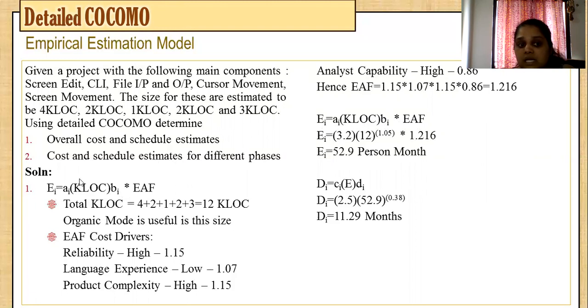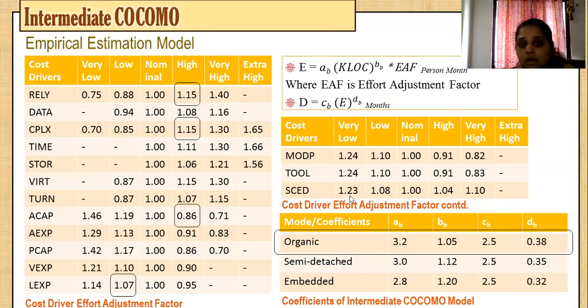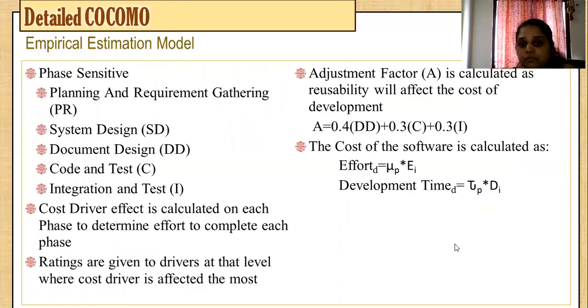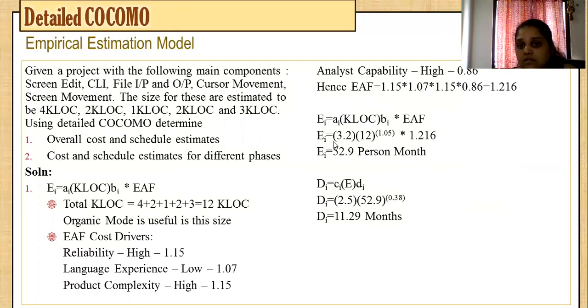Now for intermediate COCOMO and organic mode, we have to refer the coefficients AI and BI. Let us see what they are. In intermediate COCOMO, we are referring the organic mode. AI is 3.2 and BI is 1.05. KLOC is 12. So effort for the whole project will be 52.9 months, that is around 53 months.